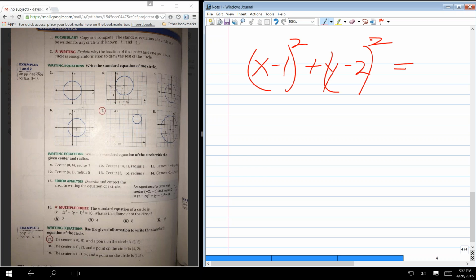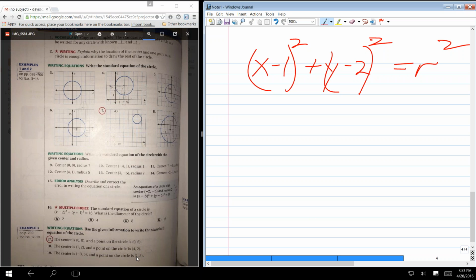equals r squared. Okay? Now, if this point is on the circle, that means I can substitute 4 for x and 2 for y. And that'll allow me to calculate r. So let's do that. You see that?